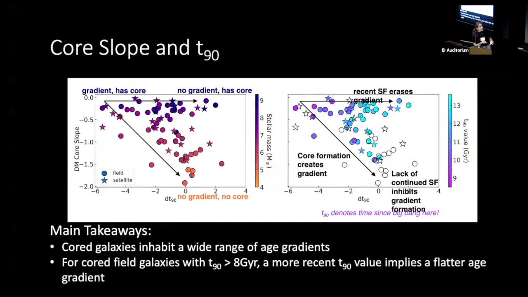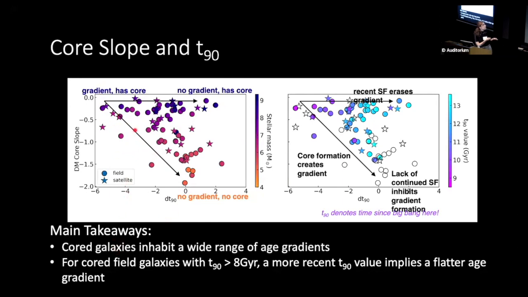To investigate this trend further, we looked at dark matter core slope, which, if you recall Akasha's talk, she talked about the dark matter profile, and that's where we get this dark matter core slope. Basically, all the low mass galaxies tend to be flat, they have a low mass, there's no gradient, and there's also no core. But as you begin forming these cores, you actually begin to see steeper and steeper age gradients. And this implies that the processes that form the dark matter core also reshuffle the stars.